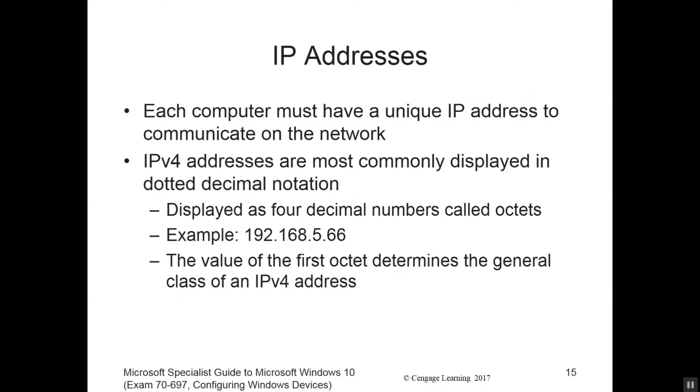Much like for you to talk on a phone network, you have to have a unique identifier, or your phone number, a computer needs a unique identifier, which is the IP address. Now, IP addresses are most commonly displayed in dotted decimal notation. So you've got 4 sets of decimal numbers called octets. So here's a common one, 192.168.5.66.